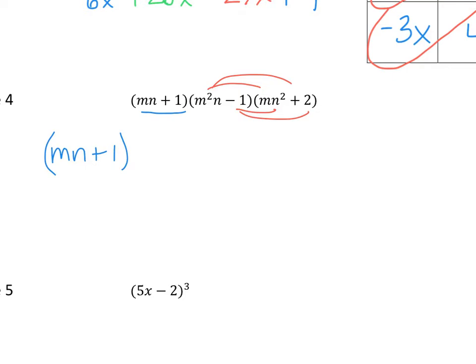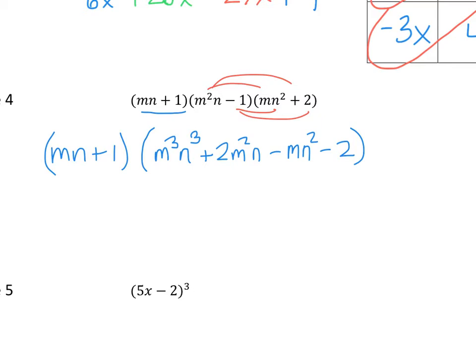So now if I multiply these 2 together, the first term I'm going to get is I'm going to end up with 3 m's, so I've got m cubed and 3 n's. Then I have 2 times m squared n. Now it's the negative 1's term, so I'm going to end up with negative m n squared and negative 2. And so now we have 4 terms, a 4-term polynomial.